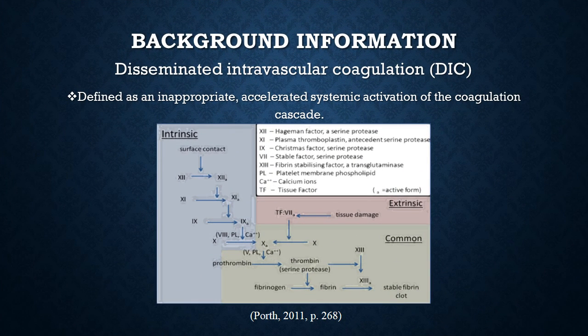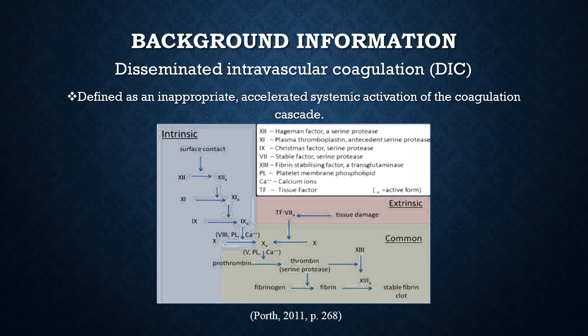We would like to start off by talking about background information of disseminated intravascular coagulation, or DIC. It is defined as an inappropriate, accelerated, systemic activation of the coagulation cascade. At this point in our education, we have all become very familiar with the coagulation cascade pictured below. We understand that there are three different pathways: the intrinsic pathway, the extrinsic pathway, and the common pathway. Both the intrinsic pathway and the extrinsic pathway feed into the common pathway, causing an eventual clot.